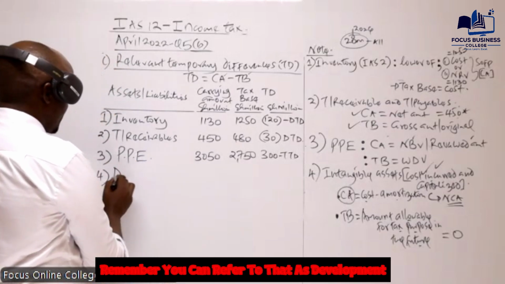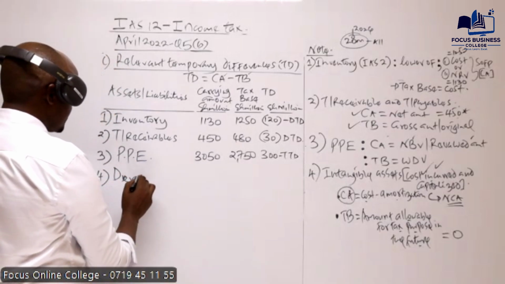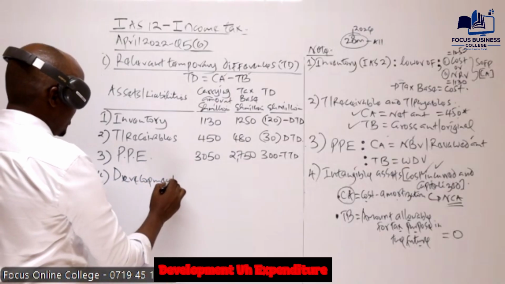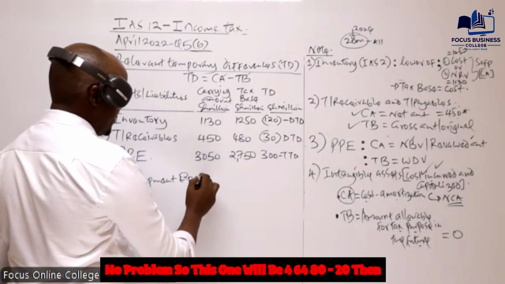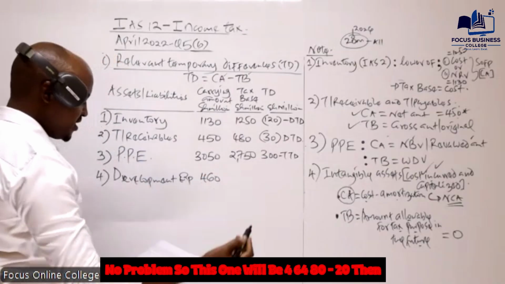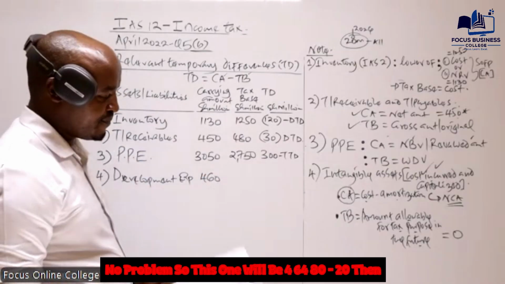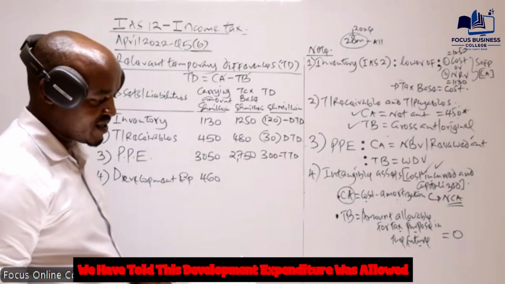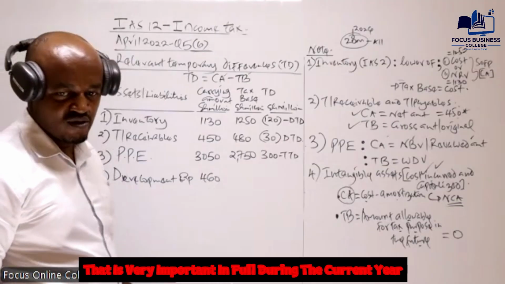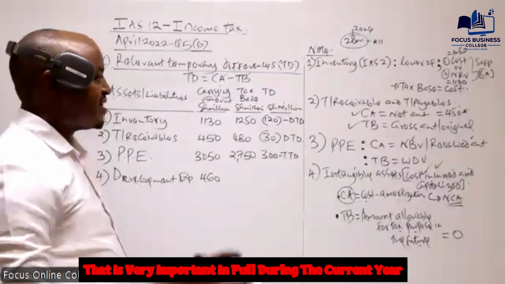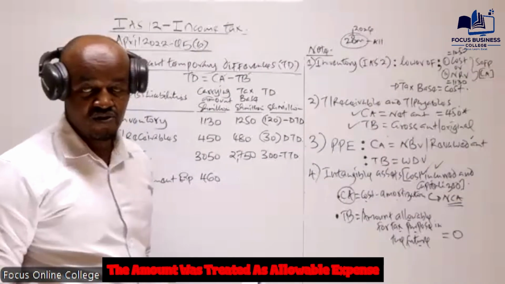Remember, you can refer to that as development expenditure, or you can just refer to it as intangible asset, no problem. So this one will be 460, that is 480 minus 20. Then in the other sentence, we are told this development expenditure was allowed for tax purposes in full. That is very important, in full during the current year. The amount was treated as an allowable expense during the current year.